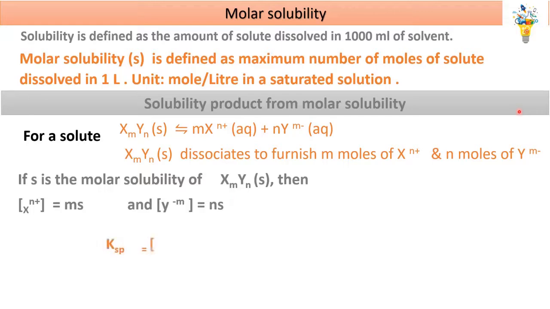By substituting this in the solubility product equation, Ksp is equal to the product of the molar concentration of the ions, that is Xn plus M, Ym minus N. By substituting the molar values, MS power M, NS power N, you get M power M into N power N into S power M plus N. So simply we can obtain the solubility product from the molar solubility.